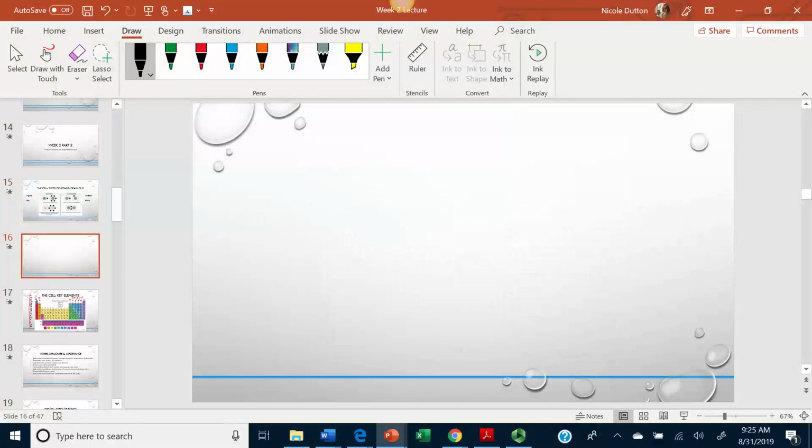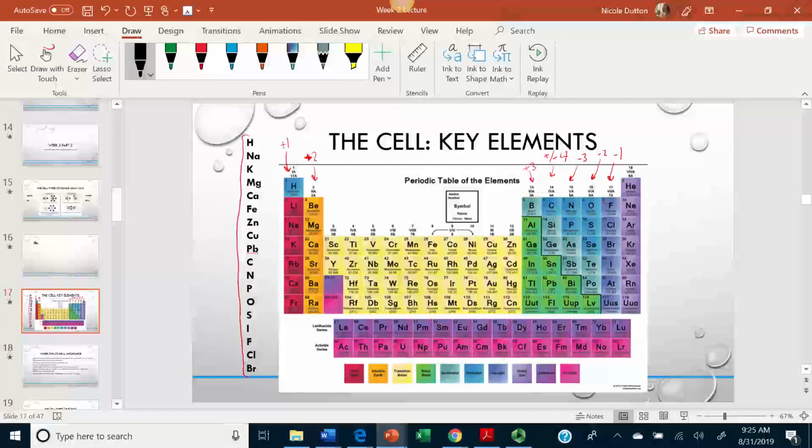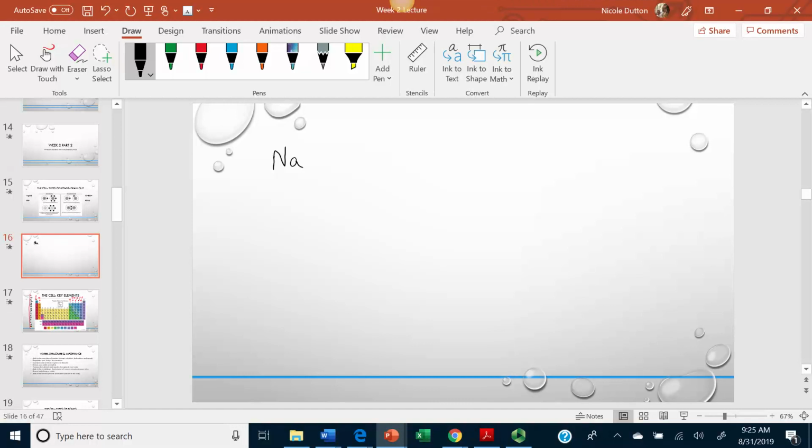So let's draw out sodium for a minute. So we have sodium. And if we go to the periodic table here, we're going to find sodium has an atomic number of 11. Now if you remember, the atomic number is equal to the number of protons, but it also equals the number of electrons, because the protons with the positive charge cancel out the electrons with the negative charge. So in an uncharged atom of sodium, we have 11 electrons.